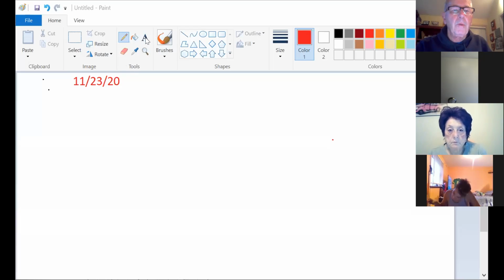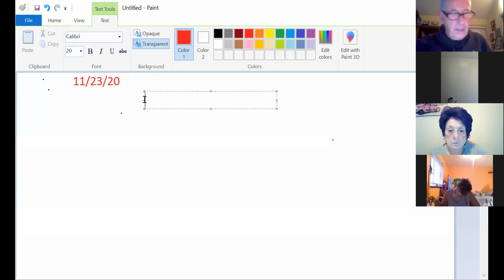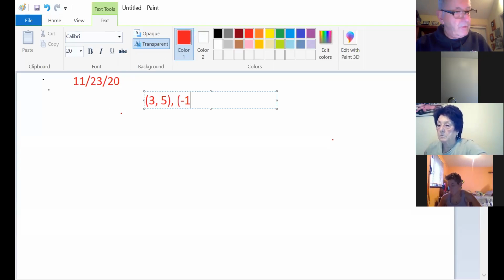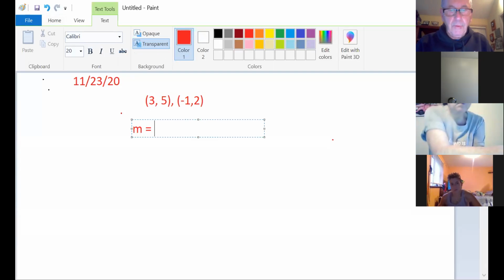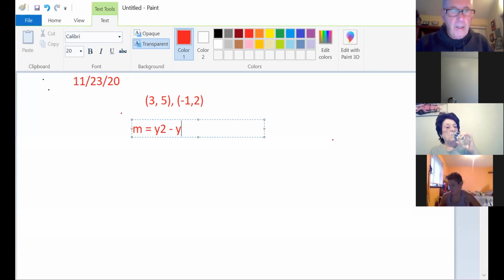So if you had that one, all right, let me see, why is this not doing it? Whatever I was looking at had a first point of 3 and 5, and the second point was -1 and 2, and you're asked to find the slope. And the formula is m is equal to y2. It's on that last page.